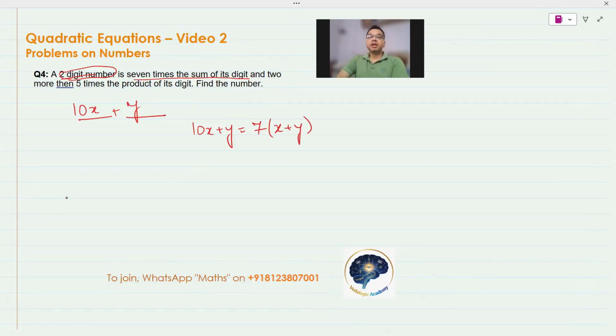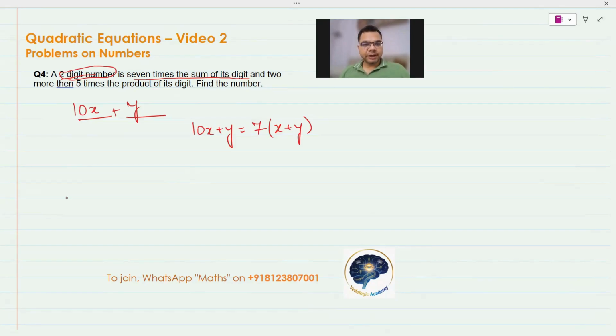So here I'll request you, always try to create the equations before we start doing it here. Before that, pause the video and try to create the equations yourself, so that you will get to know whether you are able to understand the question or not. Okay. So this is the first equation that we have got. 10x plus y equals to 7x plus 7y.